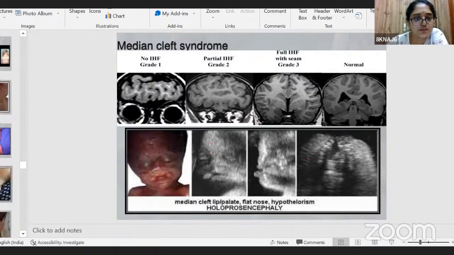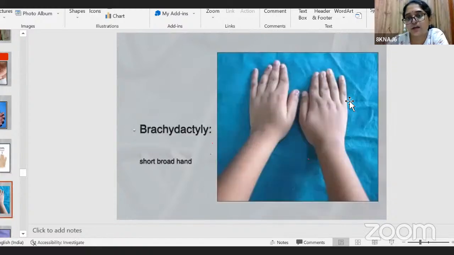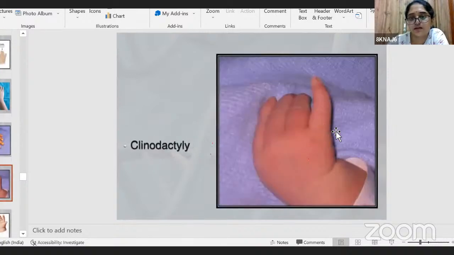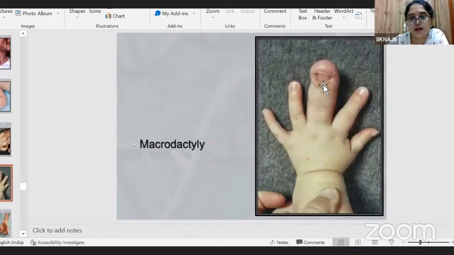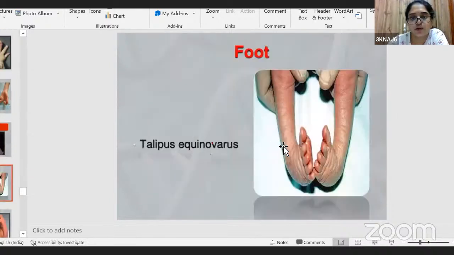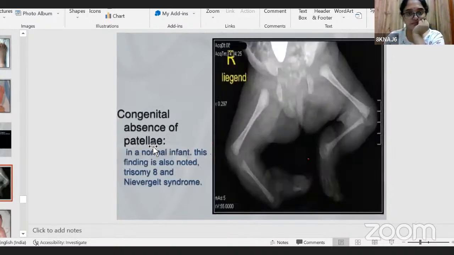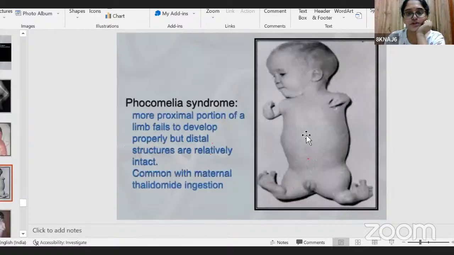So what I'm going to do is skip a bit, and you can see the hand abnormalities again: polydactyly, syndactyly. This is incomplete syndactyly, brachydactyly, as you can see. Then camptodactyly, genetic disorders again, clenched hand. Macrodactyly, where one finger is enlarged, foot, different kinds of feet. Then absence of patella, that is the kneecap basically, and absence of the entire limb structures.